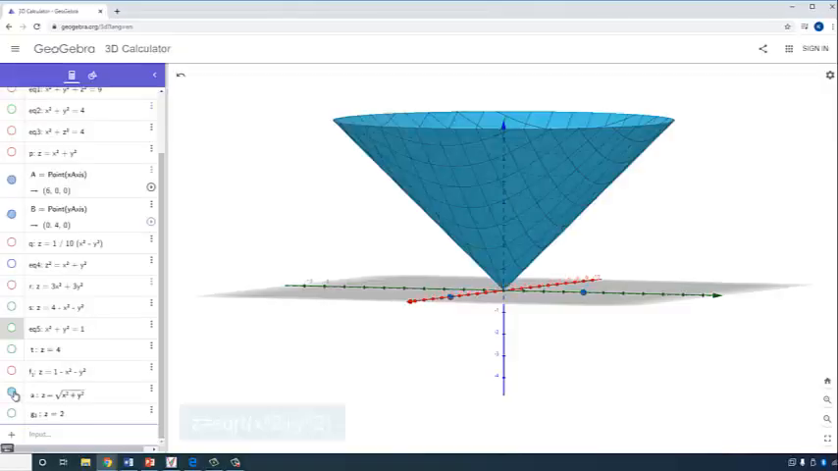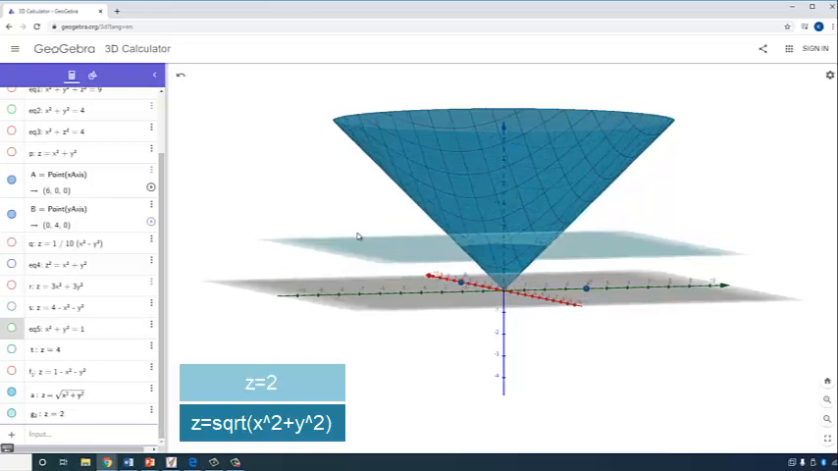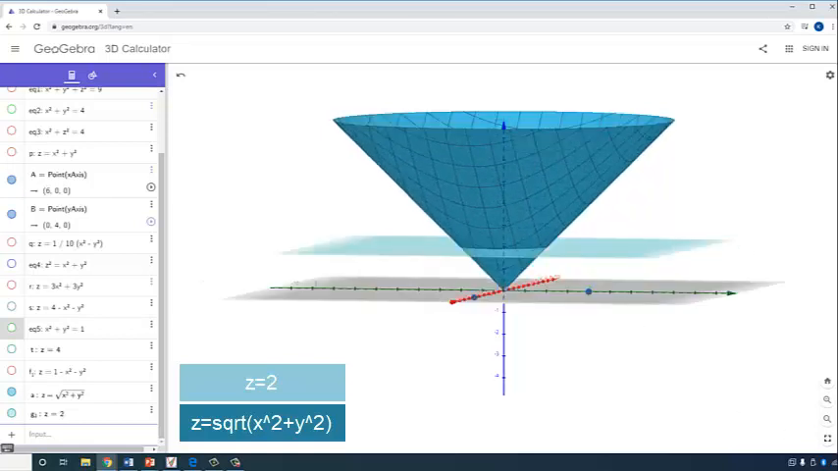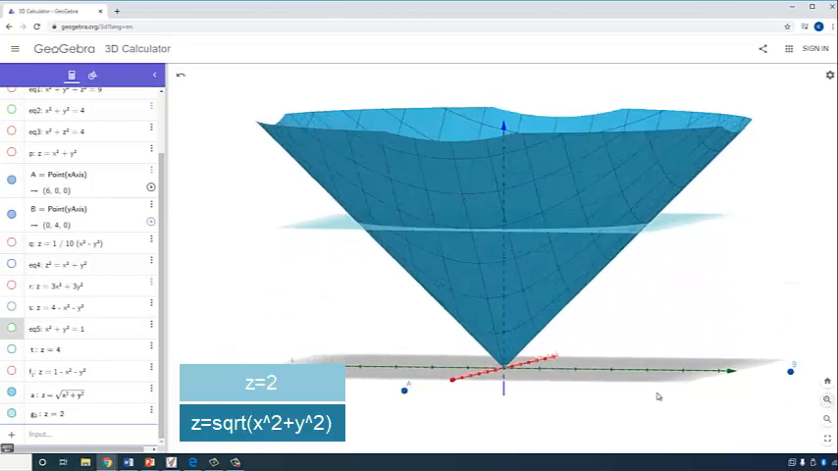Okay, so here is our cone. And we're going to bound that cone by the plane z equals 2. So the region that we're interested in is this region that we see here, this inside of this cone, but lying below the horizontal plane, z equals 2.